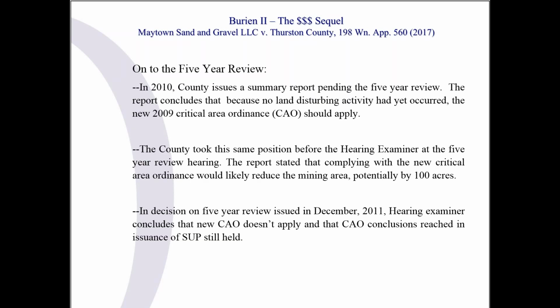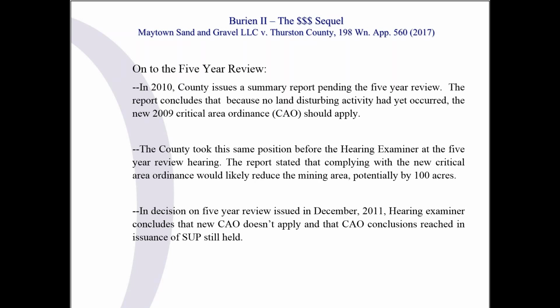In the meantime, we also have the 5-year review coming up. Going on a little detour here. So in 2010, in anticipation of that 5-year review, the county issues a summary report pending that 5-year review that basically concludes that, since no land disturbing activity has yet occurred, apparently that there really hadn't been any digging done yet, that the new critical areas ordinance should apply, a 2009 CAO should apply.